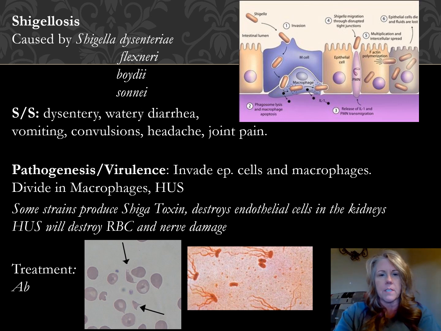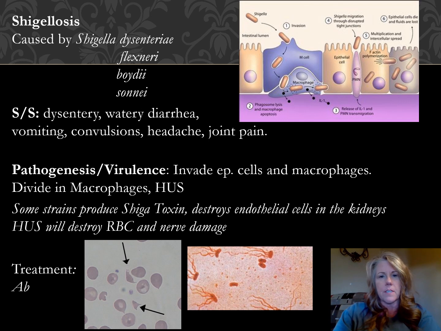Okay, the first one we're going to discuss today is an organism that causes shigellosis, and that is caused by Shigella dysenteriae. And there are a few other species of Shigella that can lead to this particular disorder. It can be Shigella flexneri, Shigella boydii, or Shigella sonnei. Now, signs and symptoms. It can lead to dysentery, watery diarrhea, vomiting, convulsions, headache, and joint pain.